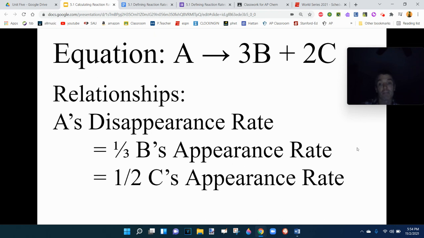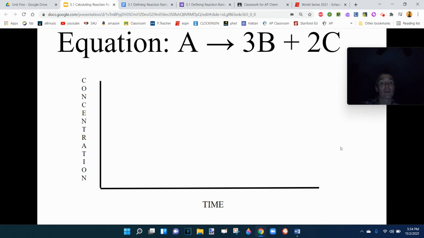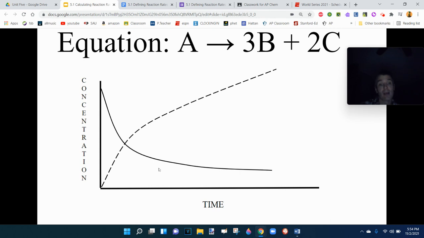And that's the relationship. One last thing to consider is the graphs. Since A is disappearing and B and C are appearing, that's how they're going to look in general. I didn't get this perfectly curved, but I got that backwards. This is B and this is C, sorry. B would appear at a higher rate because it has a bigger coefficient than C. So B would come at a higher rate, this one, then this is C, and this is A.